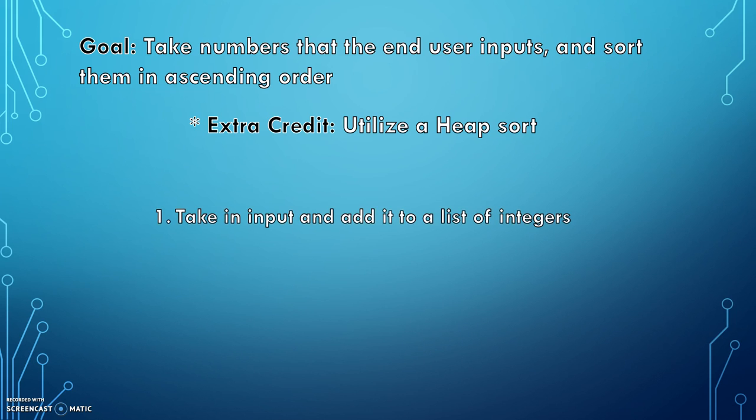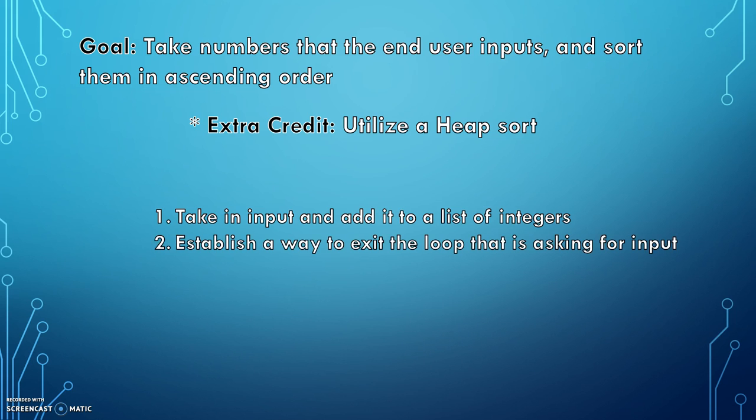So I break this down into a couple chunks. Like I tell my students, you've got to break it down into different pieces, accomplish each piece, and build upon it. So the first thing we need to do is take input and add it to a list of integers. The next thing we need to do is establish a way to exit a loop that is asking for the input. There's got to be a way to have a loop and then stop the loop when the user is done giving numbers. And then we're going to work on the third step, which would be to actually sort the numbers.